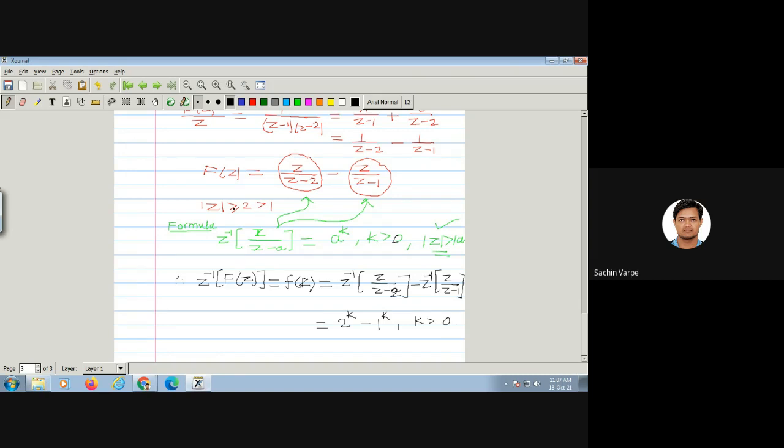Anyways, if mod z is greater than 2, mod of 2 by z is less than 1, right? So we try to write this in terms of 2 by z, and then based on the coefficient we will get the condition on k.